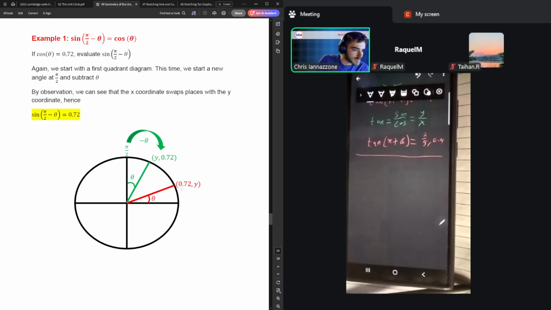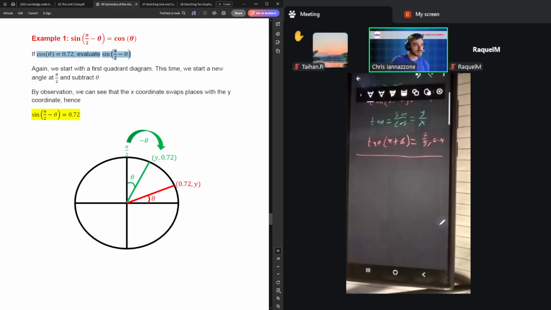But because it was pi over 2, we're now going from our cos theta comma y, flipping that to y comma cos theta. That's why you'll see that these kinds of questions will be written as going from cos to sine. You only ever look at one or the other.